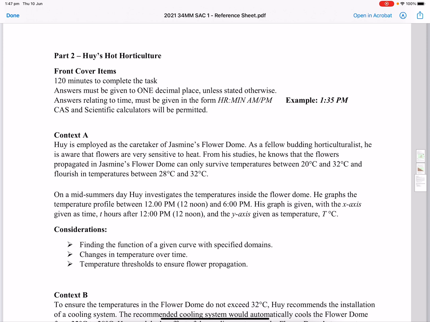Answers must be given to 1 decimal place unless stated otherwise. Answers relating to time must be given in the form hours, minutes, AM or PM. For example, 1:35 PM. Now I'd be saying that you're going to the closest minute. Again, CAS and scientific calculators will be permitted, and yes, you are permitted a bound reference.